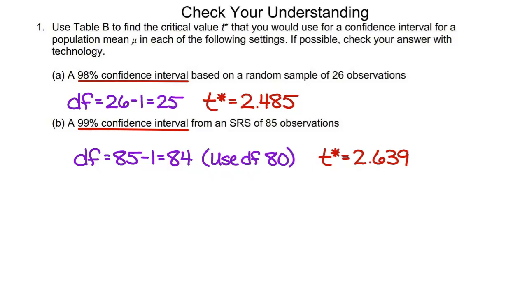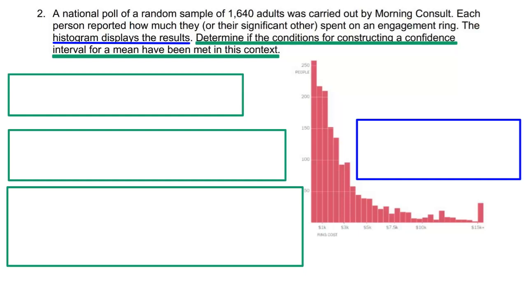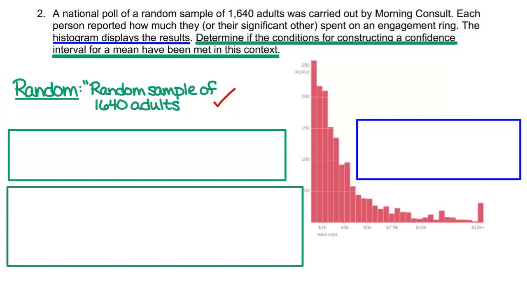Number 2, let's check conditions. On number 2, did we meet our randomness condition? Yes. How? Show me. Where? They said they took a random sample of 1,640 adults. Absolutely. Random sample of 1640 adults. We got random. What's my other condition? Or conditions?